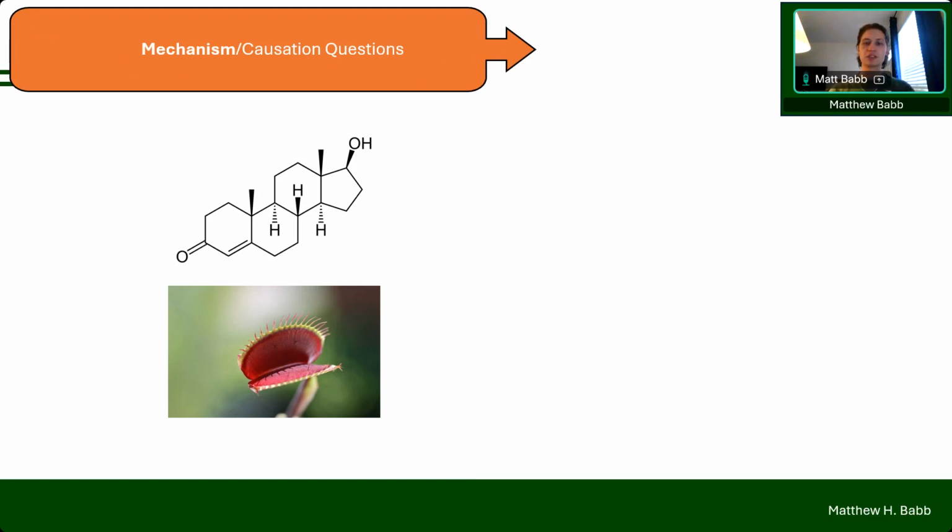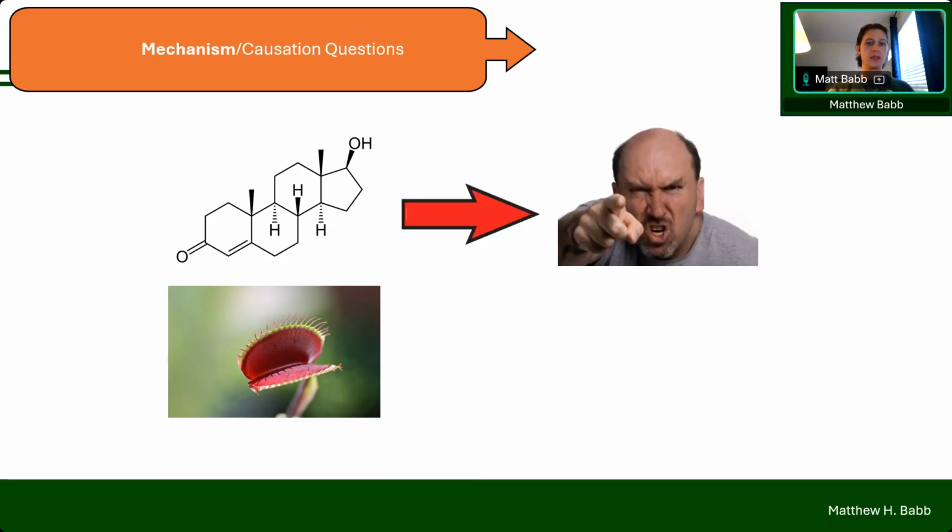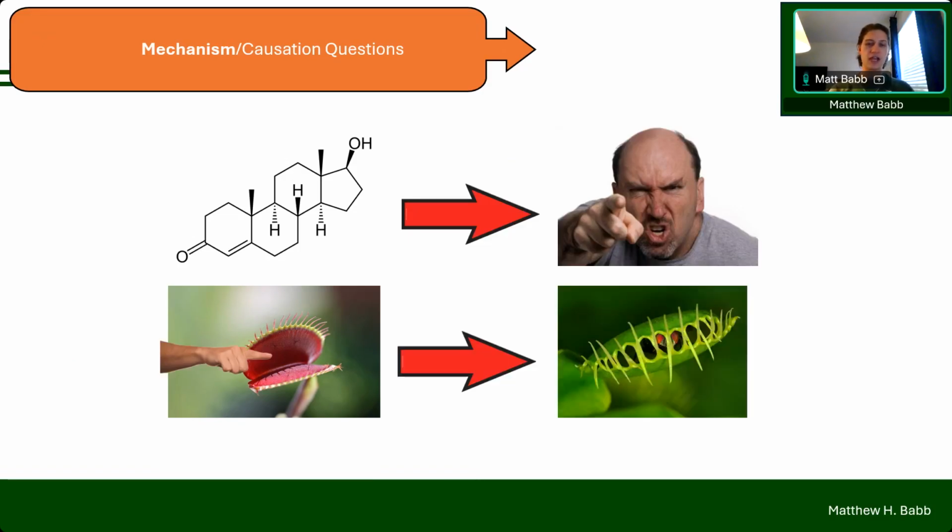Some common examples of mechanistic research might be like hormones or external stimuli. For example, maybe I want to ask, does increased testosterone cause increased aggression? Or maybe another question is, does physical touch cause the Venus flytrap to close its snap trap? So these would be examples of mechanism questions.